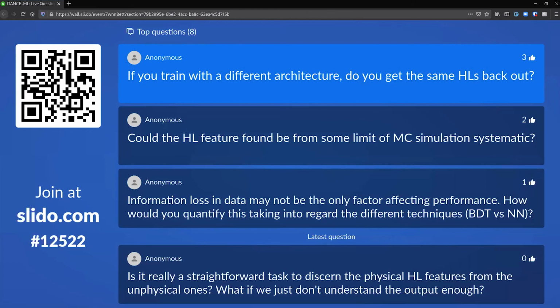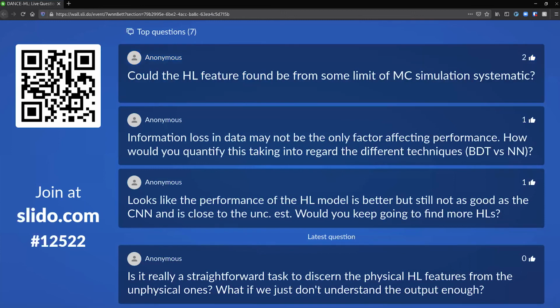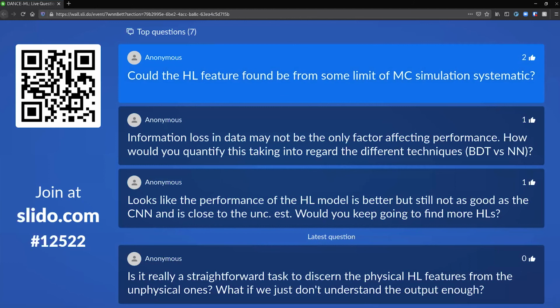Next question is, could the high-level feature be found from some limit of MC simulation systematic? I think this question is asking whether the high-level features reflect the fact that the simulation is not describing the data perfectly. In this case, there's no data in this study. We're only analyzing what information in the Monte Carlo is being used by our network. And so I think the idea is to figure out if that information is something you think the Monte Carlo simulation models well or models poorly.